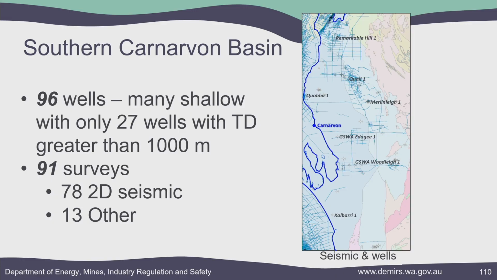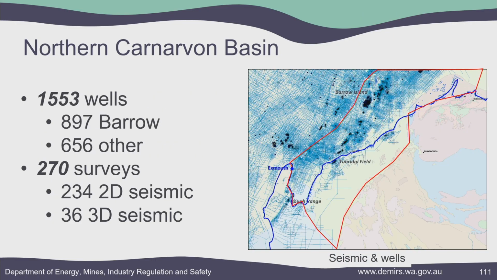Even though it says 96 wells, only 27 of those wells are deep enough to be of value. And there's 78 2D surveys. Sounds like a lot, but most of it is up in the Rough Range area and the Merlinleigh Basin. Northern Carnarvon Basin, a stack of data, but most of it in state waters. You can see the area that we're mapping. It's delineated in the red line.